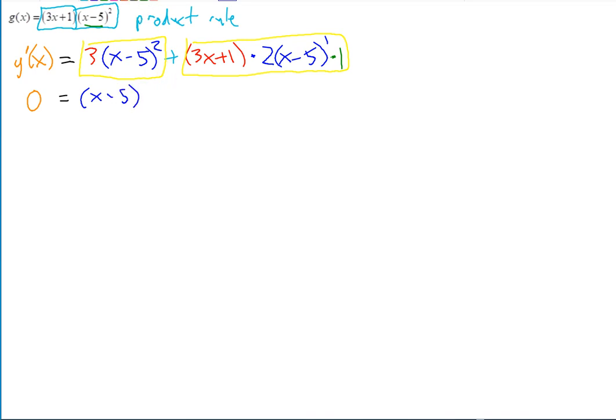And then what's left of the first term is this 3. And since there is x minus 5 squared, we'd have 1 x minus 5 left as well. And then plus what's left of the second term, we've got this 2 here that we didn't factor out, along with the 3x plus 1.